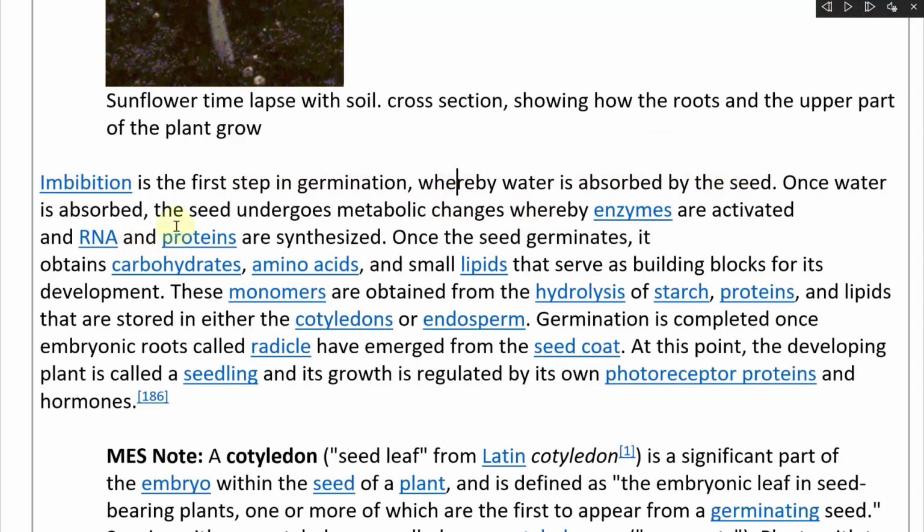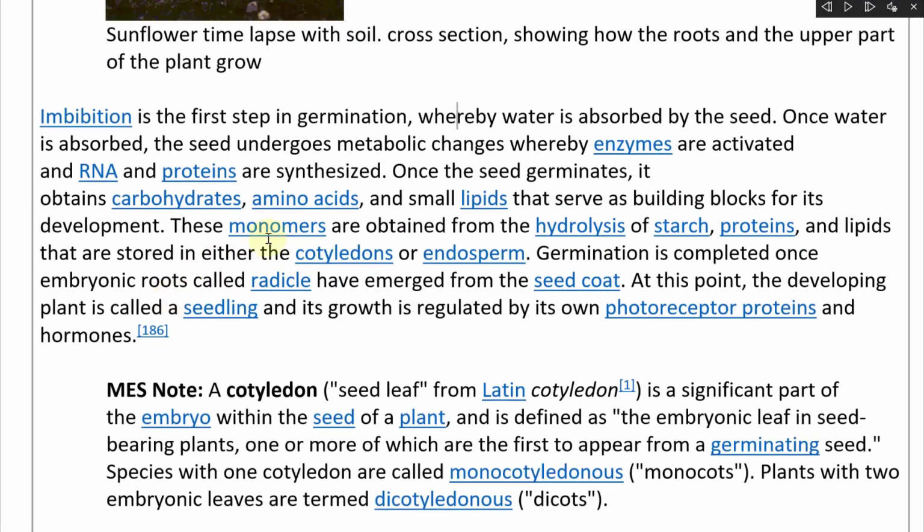And once water is absorbed, the seed undergoes metabolic changes, whereby enzymes are activated and RNA and proteins are synthesized. Once the seed germinates, it obtains carbohydrates, amino acids, and small lipids that serve as building blocks for its development. These monomers are obtained from the hydrolysis or water breaking.